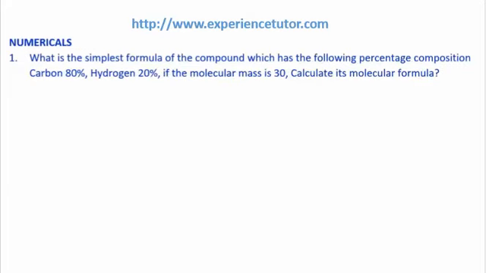Let us do one numerical to get a clear concept of this. Here the problem is, what is the simplest formula of the compound which has the following percentage composition? Carbon 80%, hydrogen 20%. If the molecular mass is 30, calculate the molecular formula.